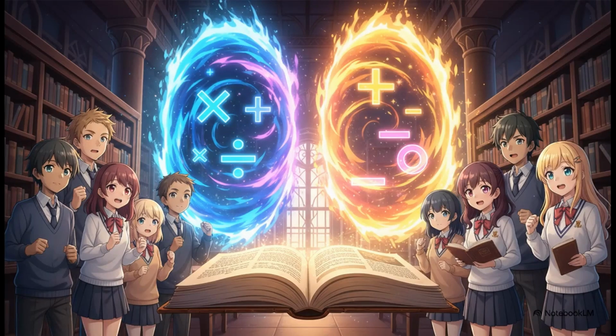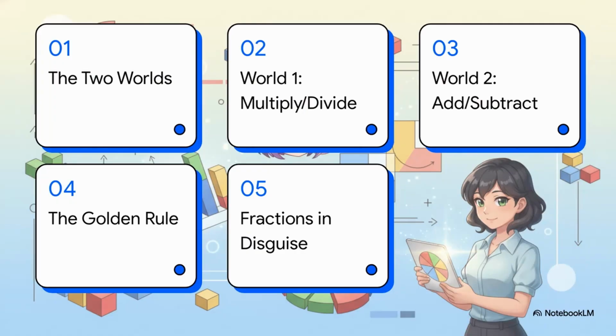Here's the secret. It is way, way simpler than you think. You don't need to learn a dozen different rules. You just need to realize that every fraction problem on the planet lives in one of only two worlds, and each world has its own consistent, easy-to-follow rules. That's it, just two. So here's our game plan.